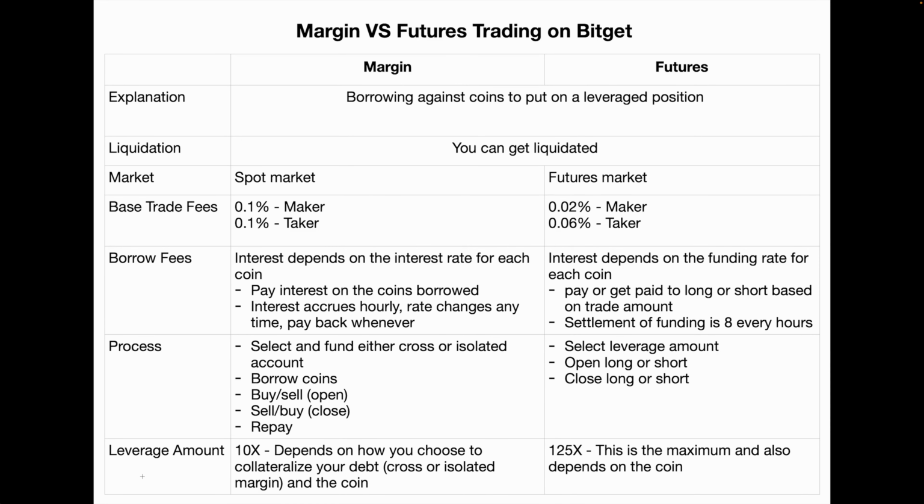So the last difference between margin and futures is the leverage amount. With margin, the maximum that you can leverage is 10x. This depends on two factors. First is how you choose to collateralize your debt, and the second is the coin. As for futures, the maximum that you can leverage is 125x, but this depends primarily on the coin. Each coin will have their max leverage amount. How you choose to collateralize your debt won't affect the leverage max amount.